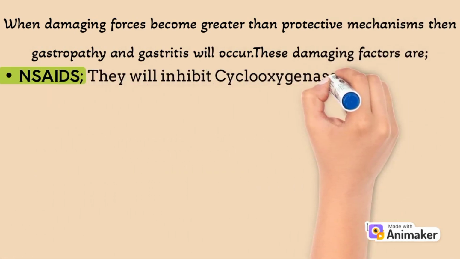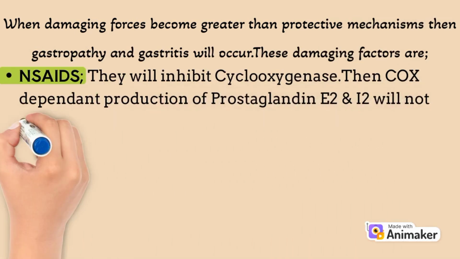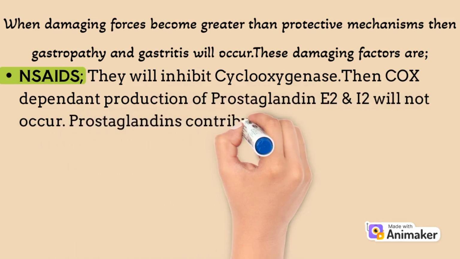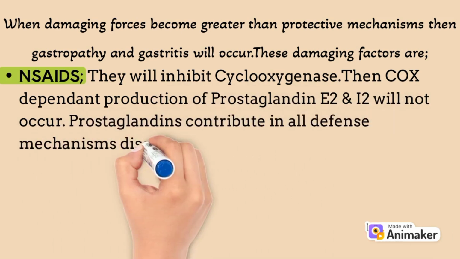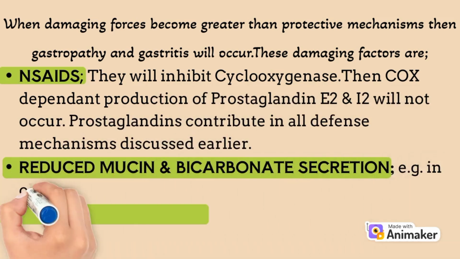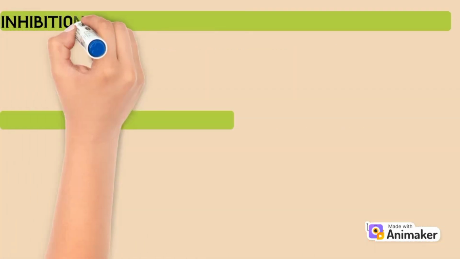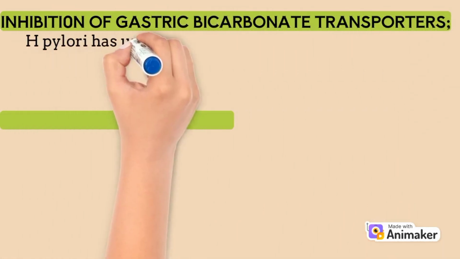They will inhibit cyclooxygenase, then COX-dependent production of prostaglandins E2 and I2 will not occur. Prostaglandins contribute in all defense mechanisms discussed earlier: reduced mucin and bicarbonate secretion, for example. In old age, reduced oxygen delivery. It happens mostly at high altitudes. Inhibition of gastric bicarbonate transporter.